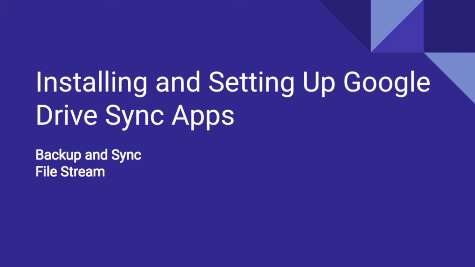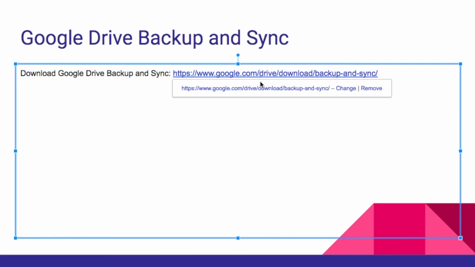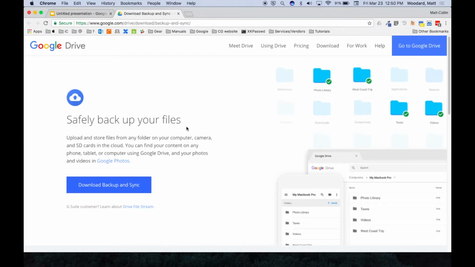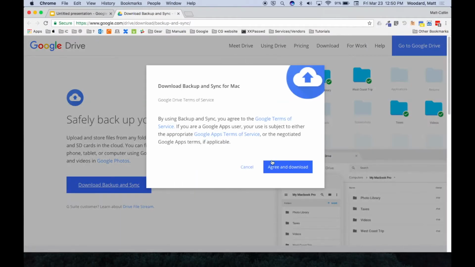This video will walk you through how to install and set up the Google Drive Sync apps. First, let's take a look at Backup and Sync. You can go to Backup and Sync by clicking the link in the description of this video, which is www.google.com/drive/download/backup-and-sync. Click the blue link to download Backup and Sync. Agree and download.